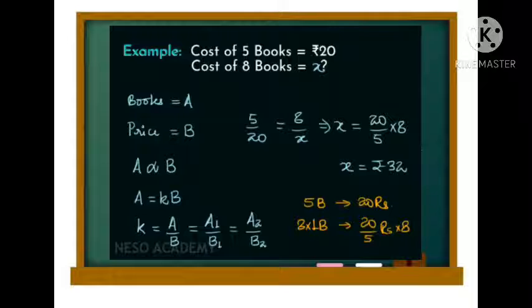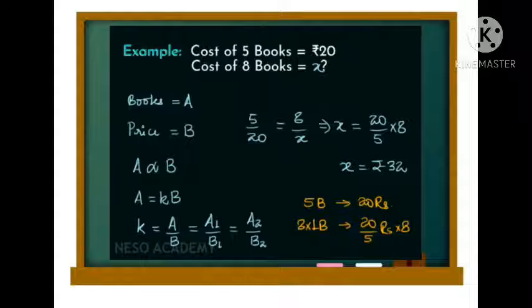Now, we will take one example of direct proportion. We have 5 books costing 20 rupees and we need to find the cost of 8 books. Let us say that the books are our quantity A, and the price of the books is our quantity B. Now, what type of proportion do we have in this case? Initially, quantity A is 5, and its quantity B is 20.